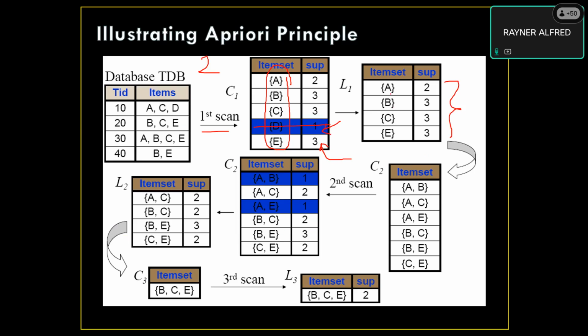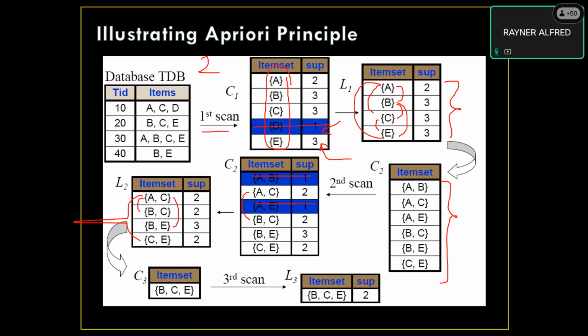Okay, so now we can combine AB, AC, and then AE, BC, BE, and CE. So we have this. And then we scan again and compute the number of times they exist in the database. So we eliminate this AB and AE. So we are left with this AC, BC, BE, and so on. So we combine this with this, and this and this and this. For this one, when we combine these 2, we have A, B, C.